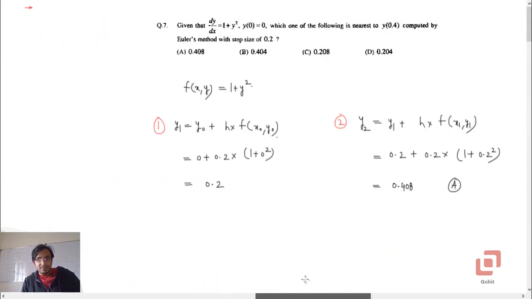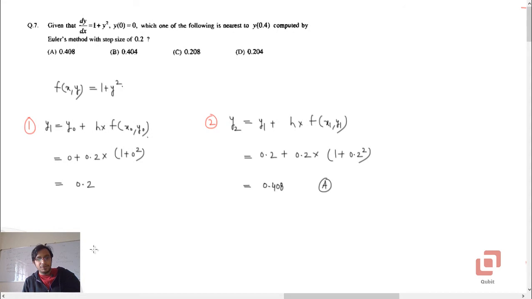Let's now go to question 7. This is based on numerical methods, the Euler's method to solve ordinary differential equations. Given that dy by dx is 1 plus y squared with y of 0 equal to 0, which one of the following is nearest to y at 0.4, computed by Euler's method with step size of 0.2. So h is 0.2 here, and we have 4 options.